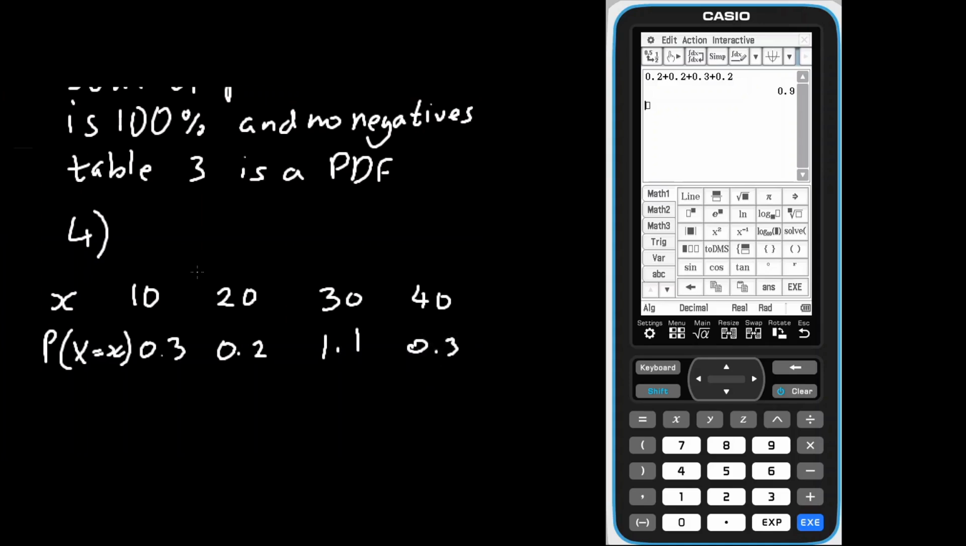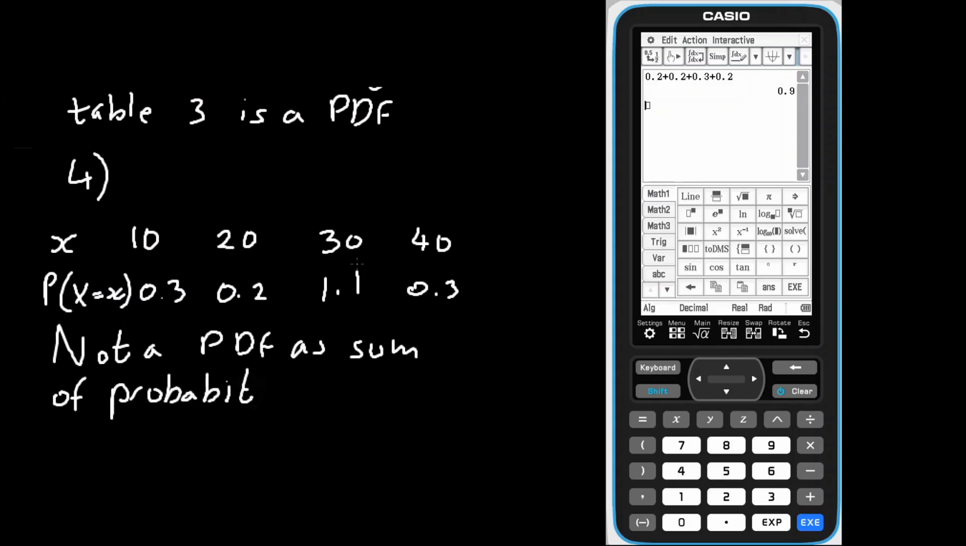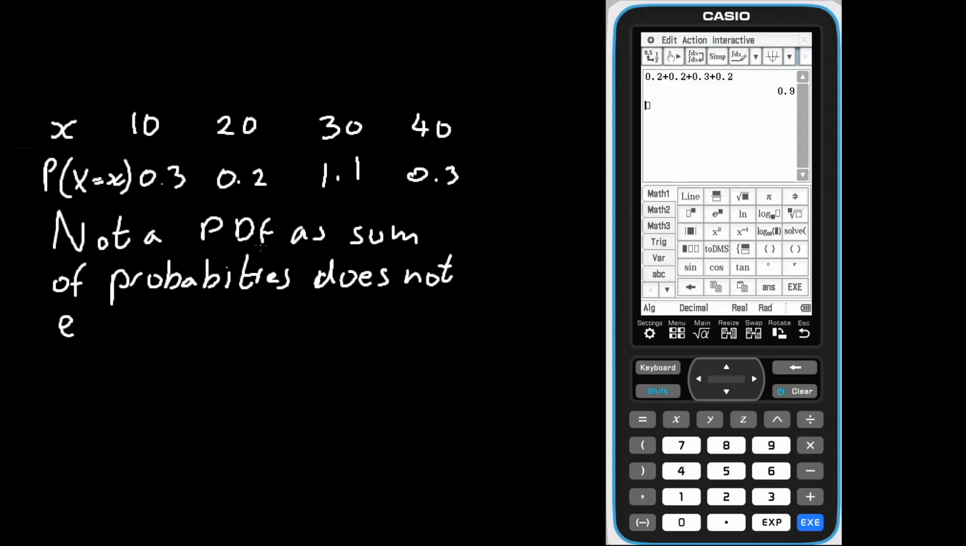There we go. So hopefully you see straight away, not a PDF as sum of probabilities does not equal 100%. There you go. 4 tables, 4 marks. Use your calculator to add everything up. It's a lot easier that way.